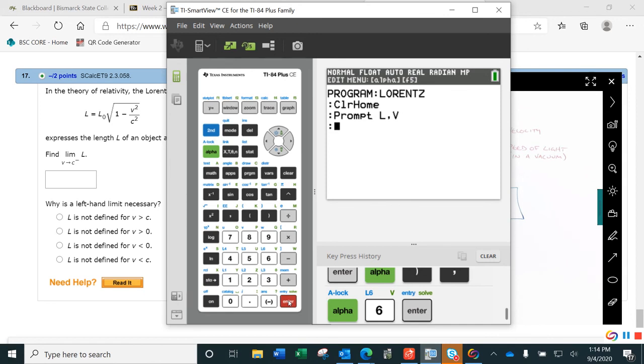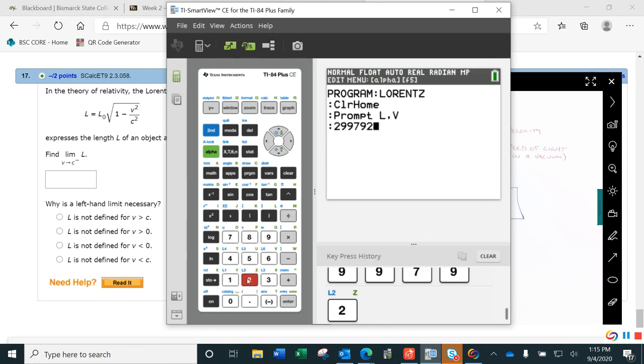Now the calculator is going to need to know that the speed of light is 299,792,458 meters per second. So we just need to write that big number in there. It's almost 300 million meters per second. And we're going to store that. See, there's a little store button here. Store it to, which letter should we use? That's what I was thinking too. C. Good call. Alright, so now your calculator knows what L, V, and C are.